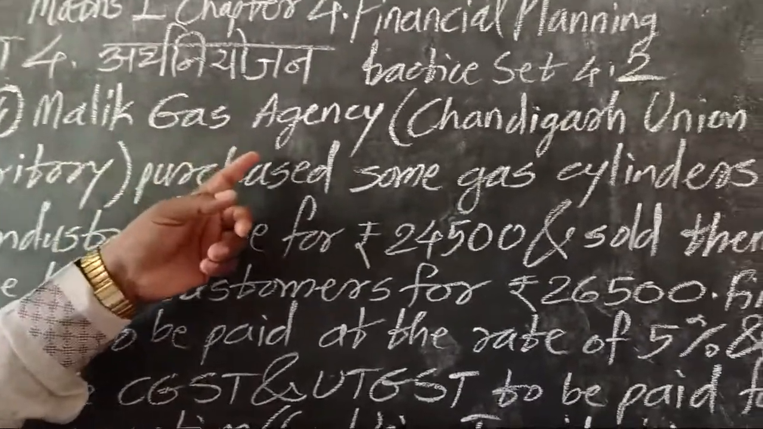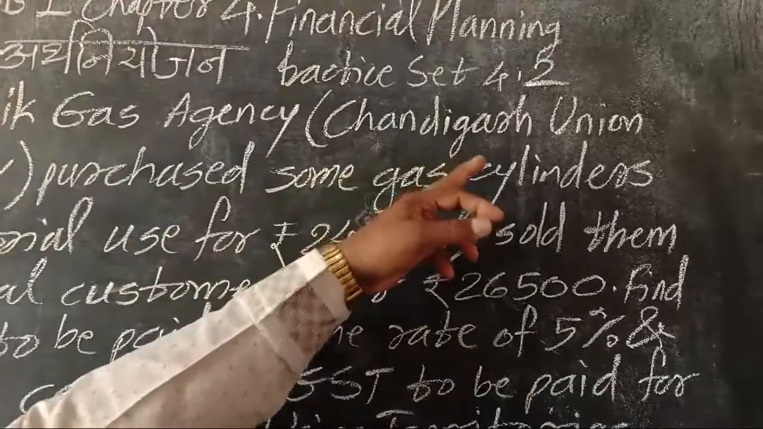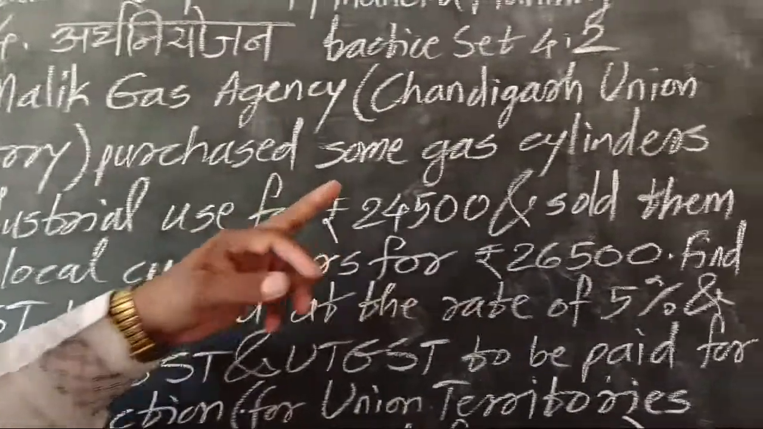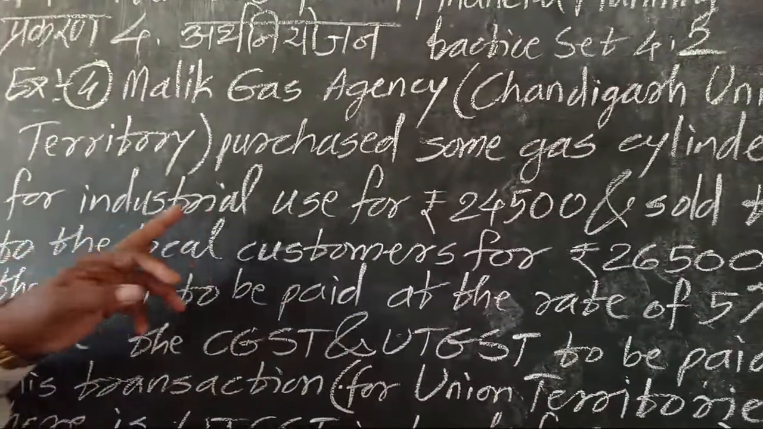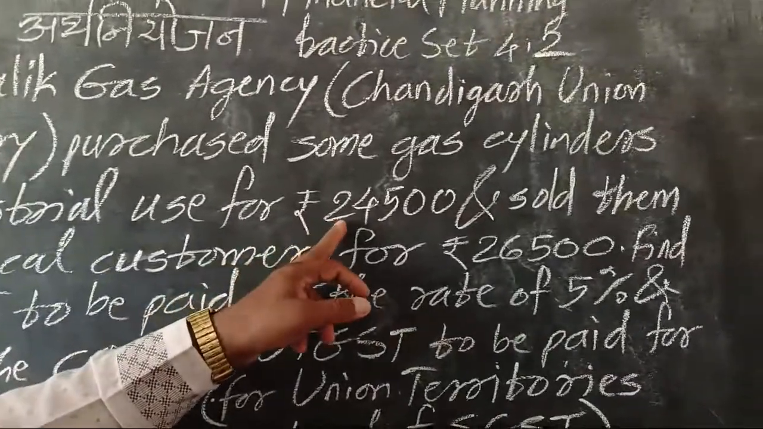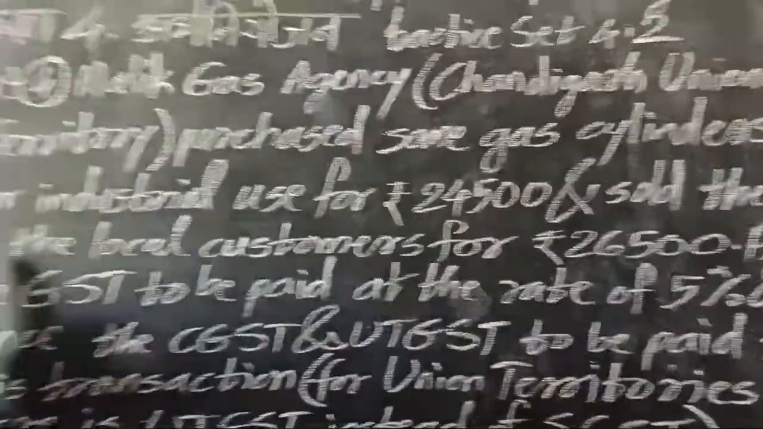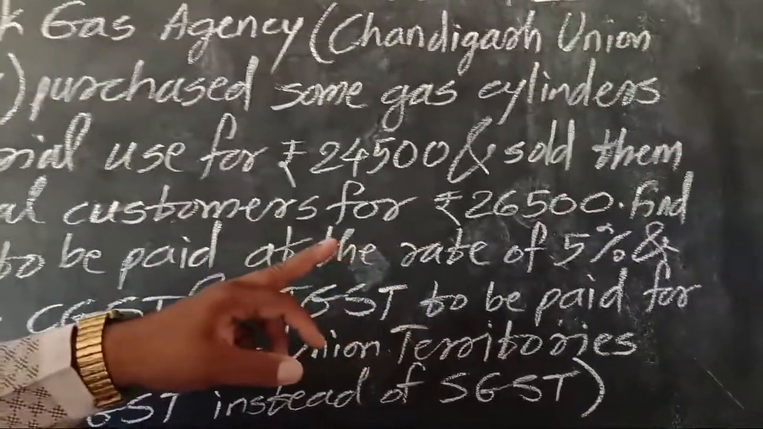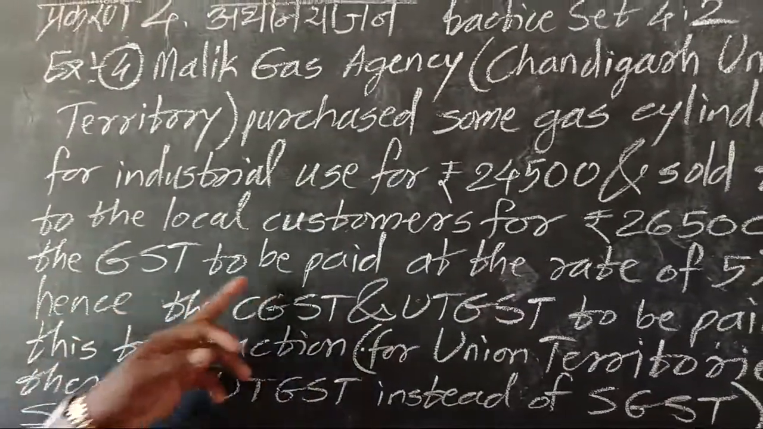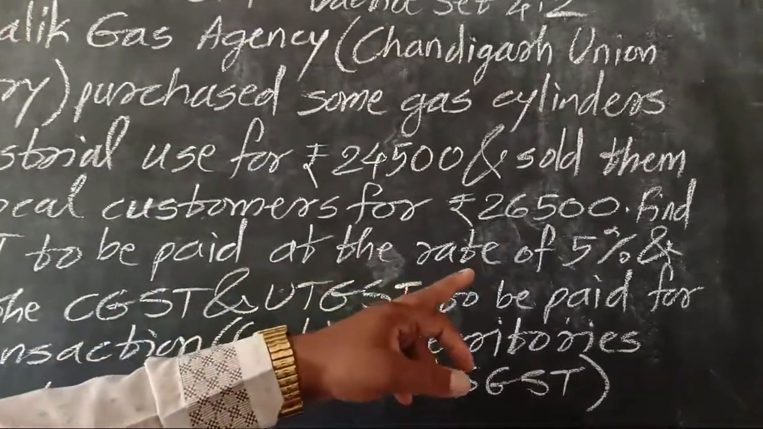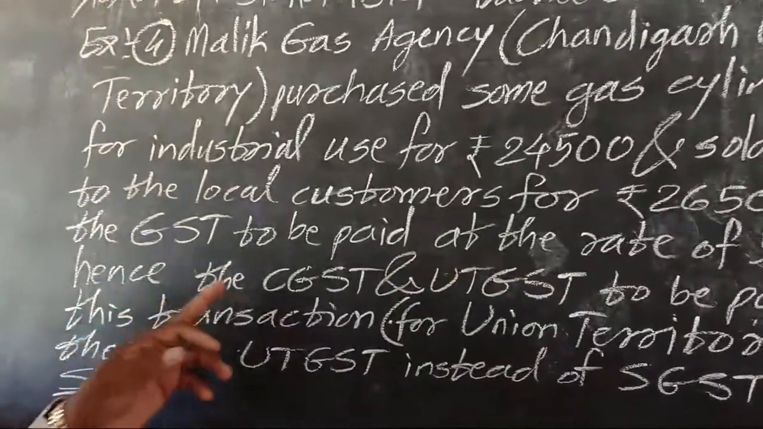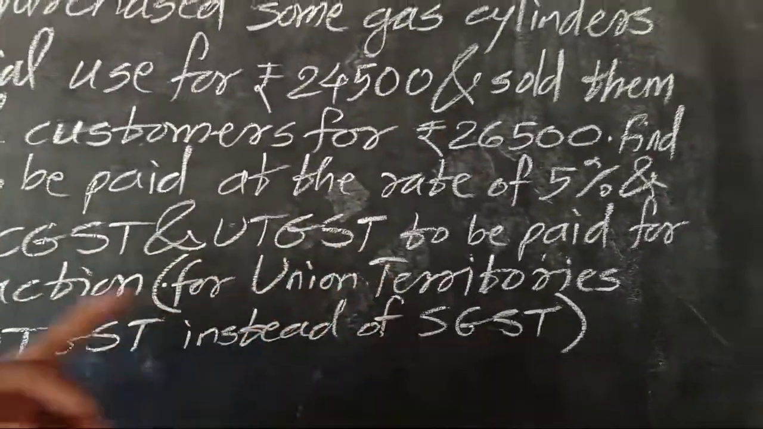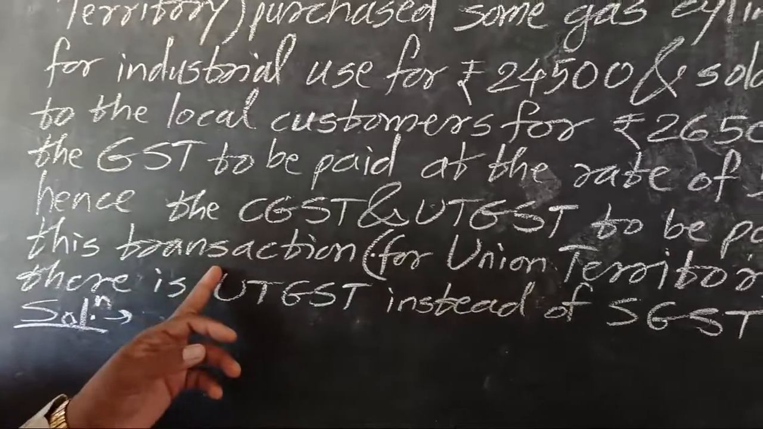Malik Gas Agency, Chandigarh Union Territory, purchased some gas cylinders for industrial use for rupees 24,500 and sold them to the local customers for rupees 26,500. Find the GST to be paid at the rate of 5% and hence the CGST and UTGST to be paid for this transaction.